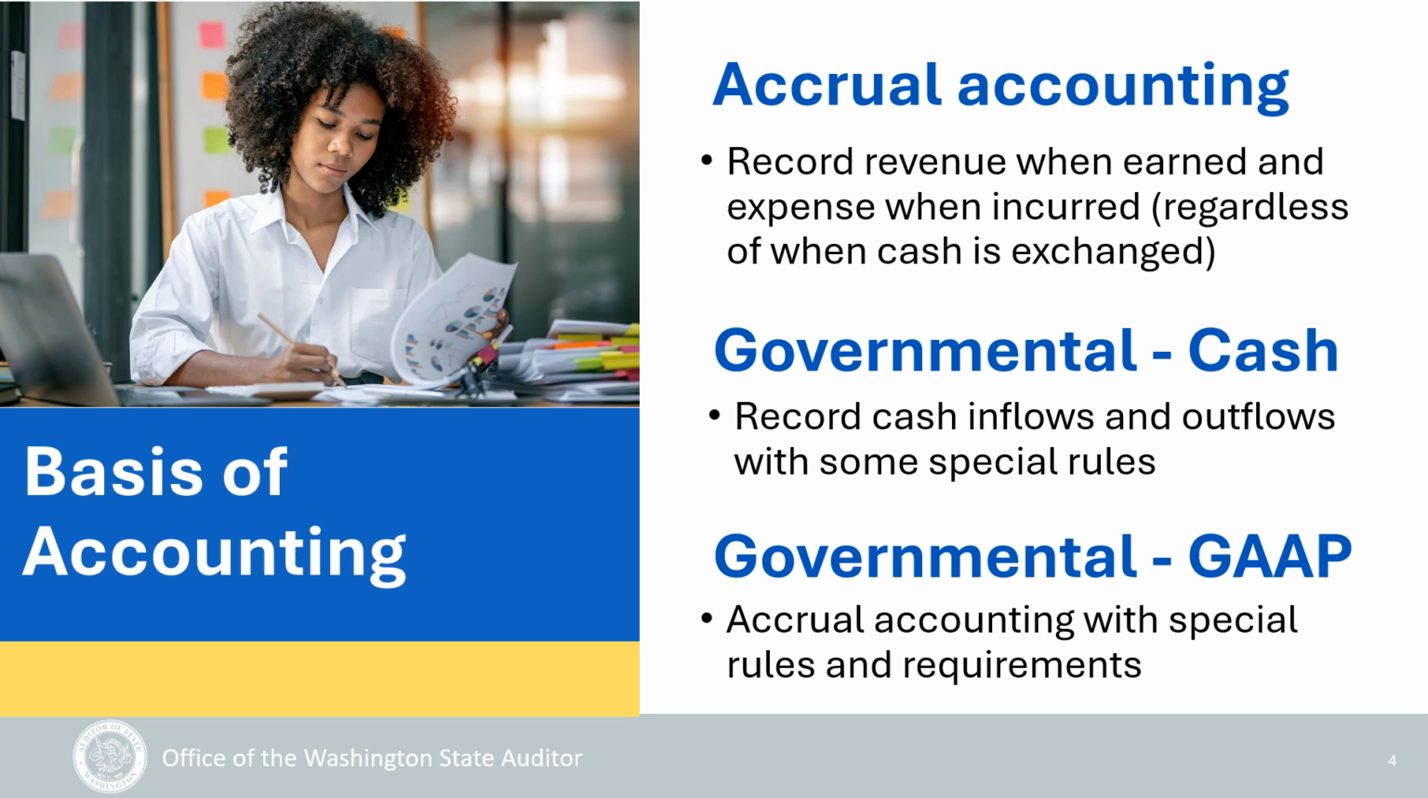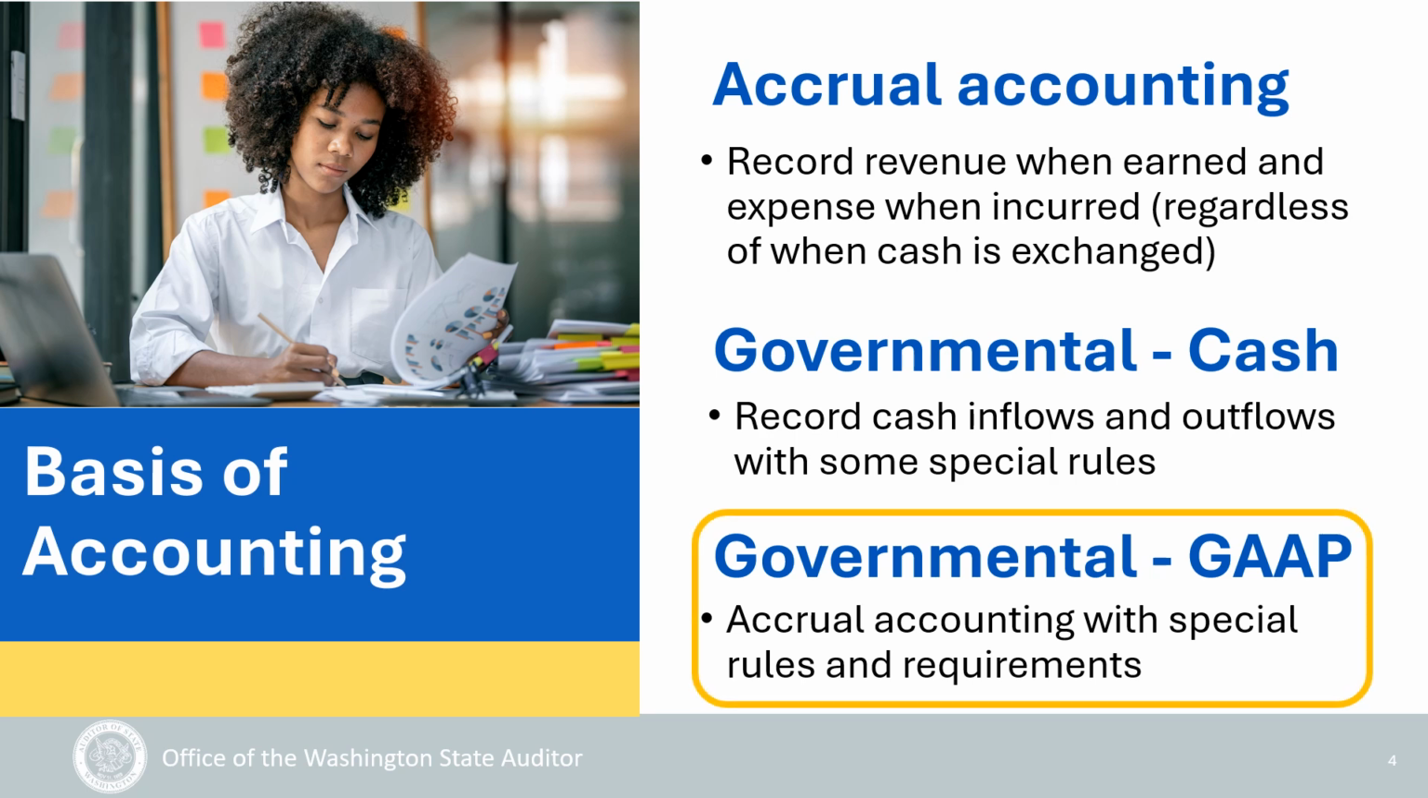Then we have governmental accounting. In Washington State, there are 2 bases of accounting that local governments can choose from. One is cash basis, which is basically what it sounds like. Transactions are recorded when the cash is received or dispersed with some special rules. Next is GAAP, Generally Accepted Accounting Principles. This is accrual accounting with some additional special rules. This is what we're going to cover in our training today.